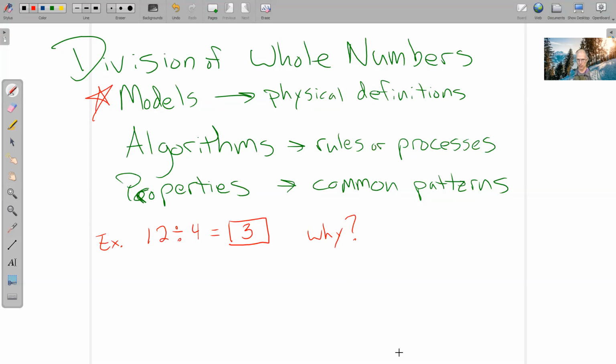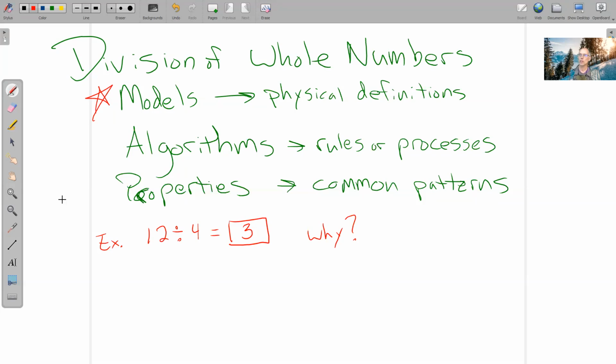Okay, we got a chat. Let's see what we got. 4 goes into 12 3 times. It takes 3 4s to get 12. 12 things distributed equally into 4 groups. Ooh, we've got 3 different answers, I think.